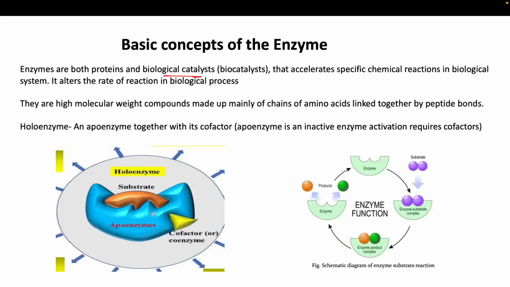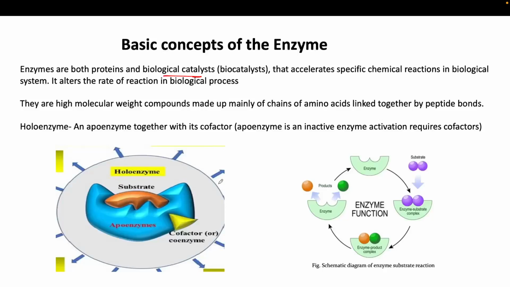Here you can see the form of the enzyme in blue. In nature, different types of enzymes require a cofactor for their working. When the enzyme is not bound to the cofactor, it is called the apoenzyme. Once it binds with the cofactor, which can be a protein or a metal ion, then it is called the holoenzyme. So the holoenzyme is the apoenzyme together with its cofactor.